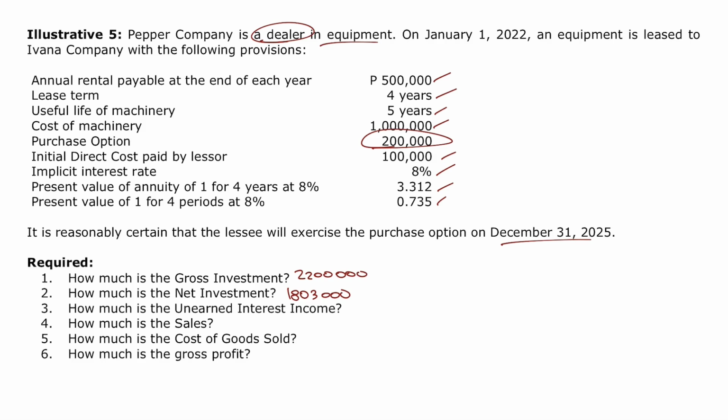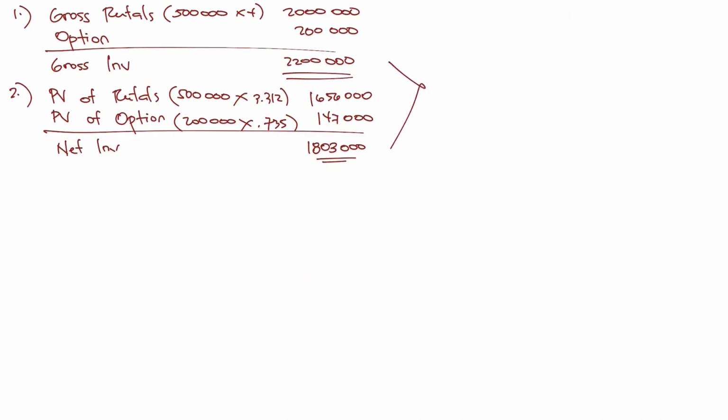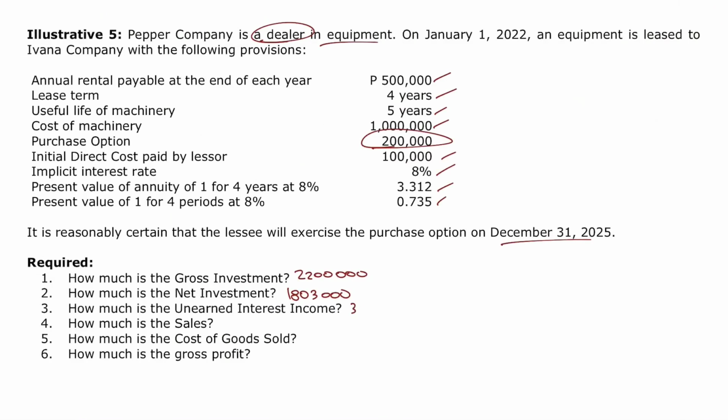Requirement 3, how much is the unearned interest income? Just subtract the net investment from the gross investment. So for number 3, unearned interest income will be equal to 2.2 million minus 1,803, or equal to 397,000. So for requirement number 3, 397,000 will be our final answer.